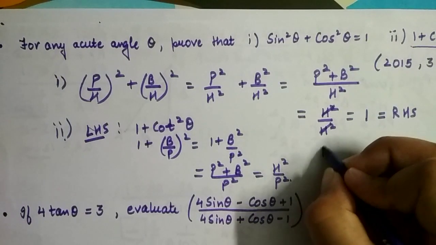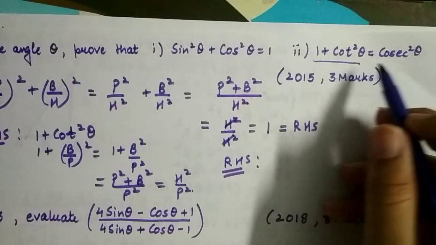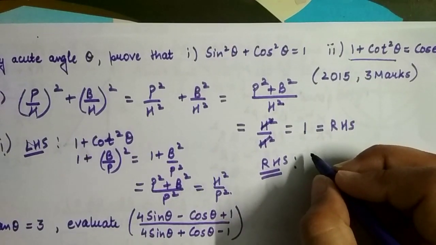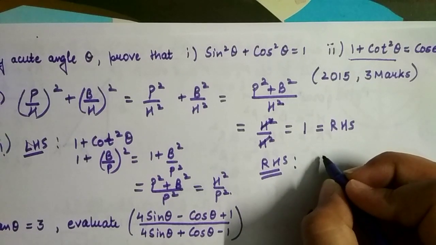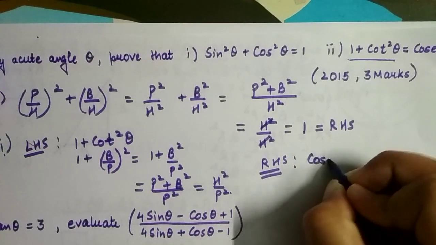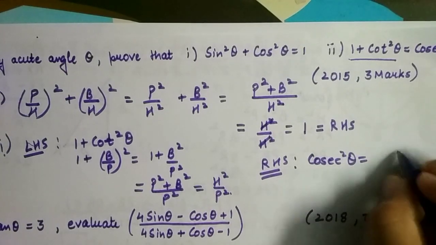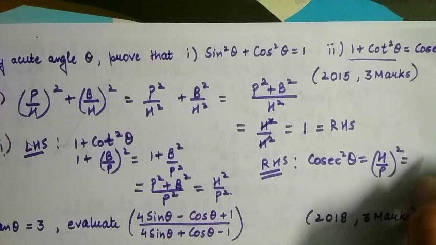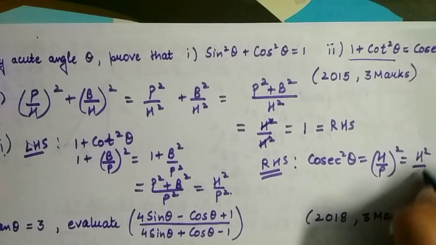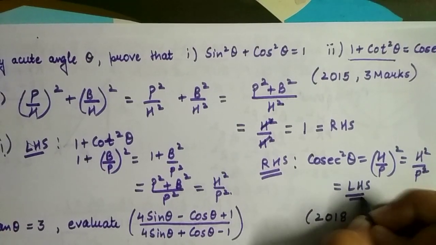And now take your right hand side. Right hand side is cosecant square theta. And cosecant theta is hypotenuse upon perpendicular. So cosecant square theta is (hypotenuse upon perpendicular) whole square, that is H square upon P square, which is equal to the left hand side, hence proved.